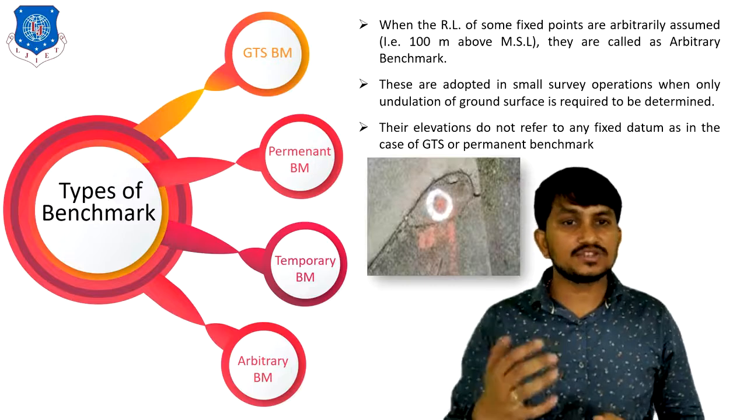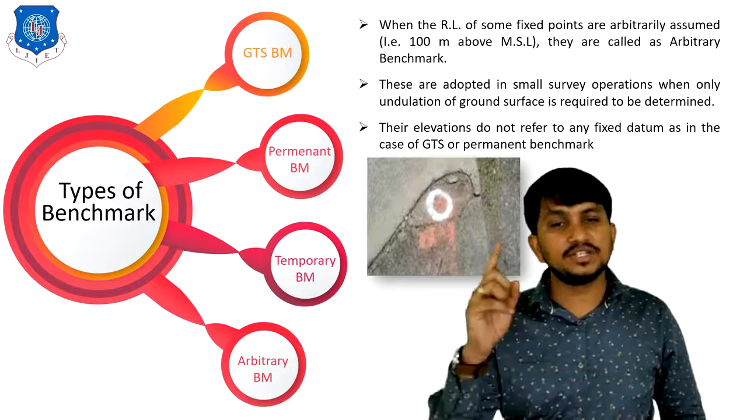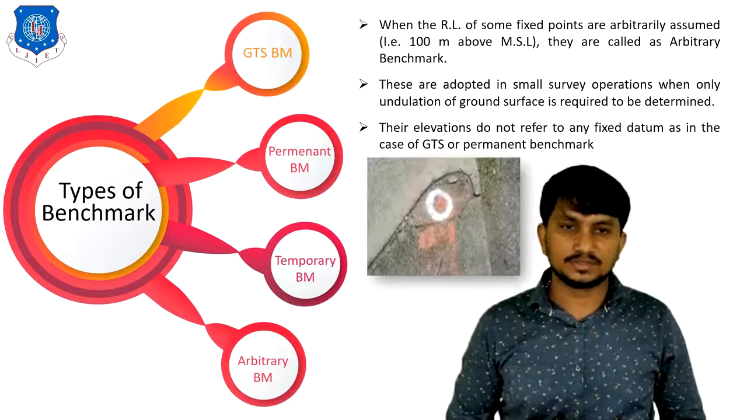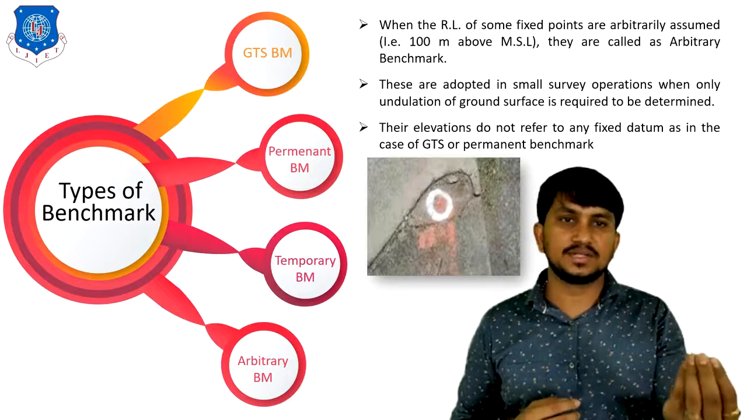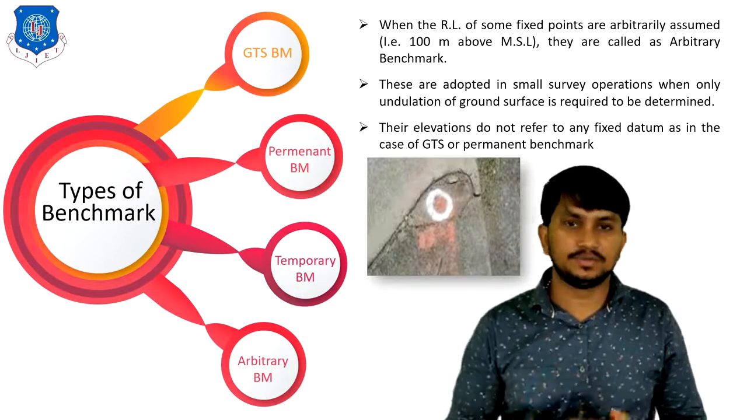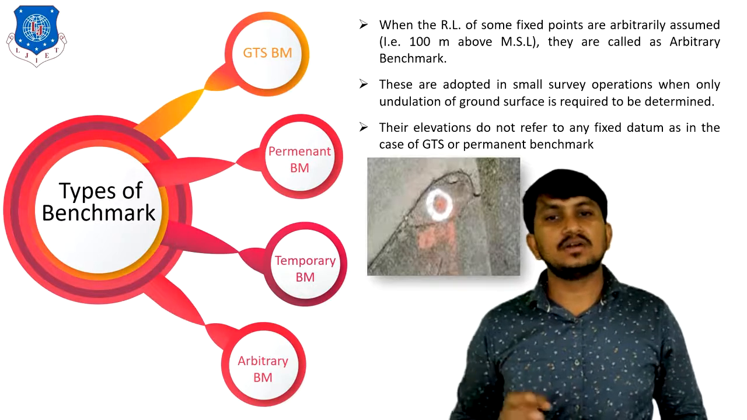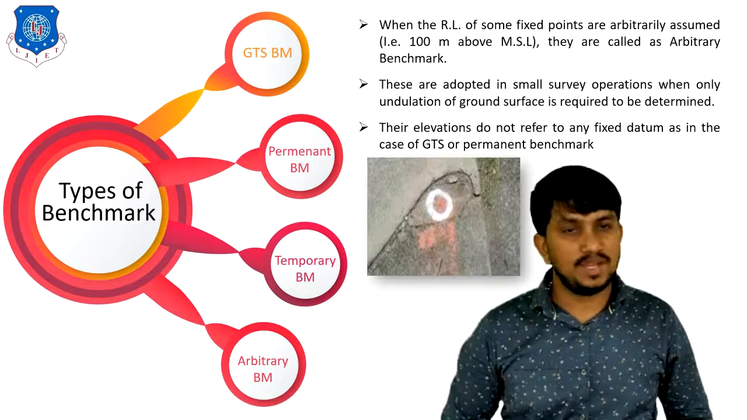Their elevations do not refer to any fixed datum as in the case of a GTS benchmark or permanent benchmark. We have to assume one point as our benchmark and assume its reduced level as 100 meters or 50 meters. So this is called an arbitrary benchmark. That's all about the various types of benchmark.